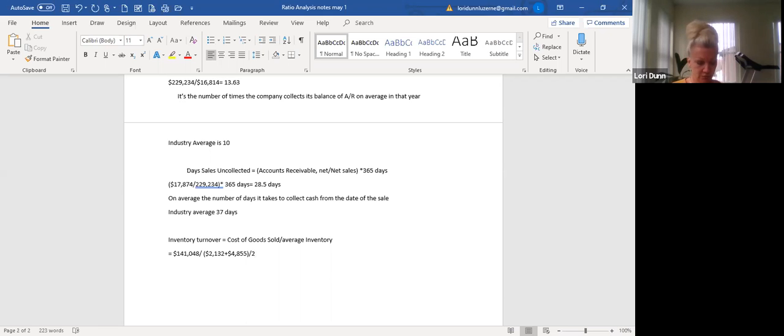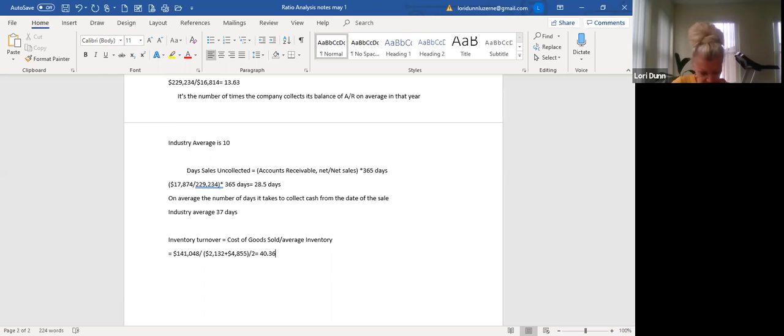2132 plus the 4855, and we divide it by 2. So I get 3,494. I just rounded it. So if I take the 3,494 and divide that into 141.048, I get 40.36.